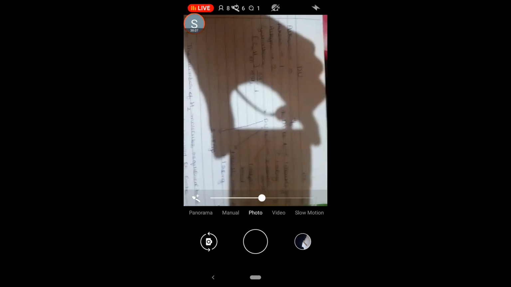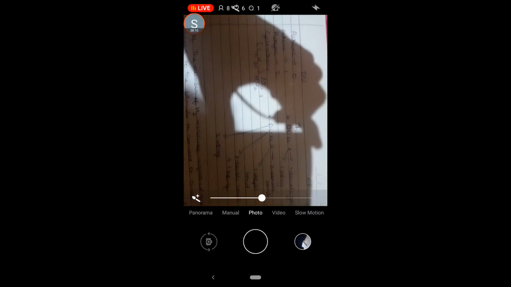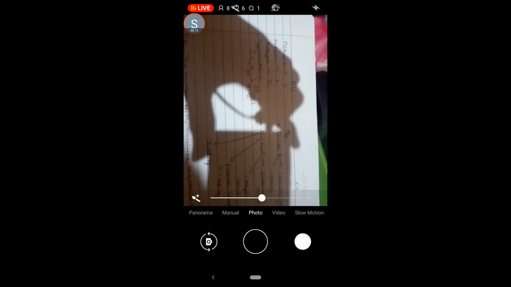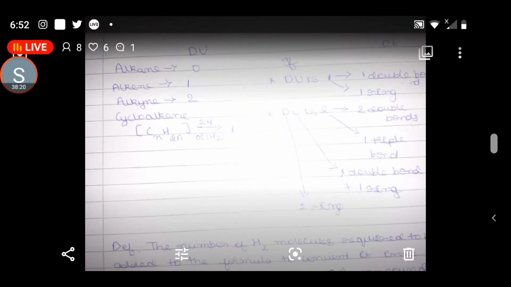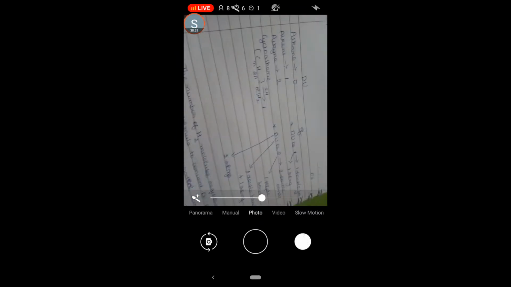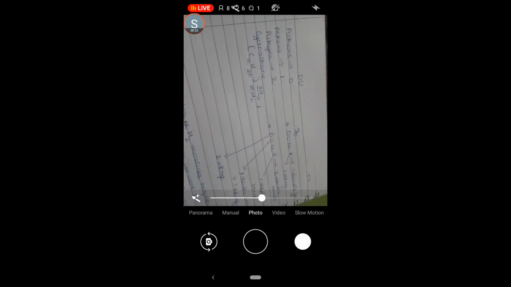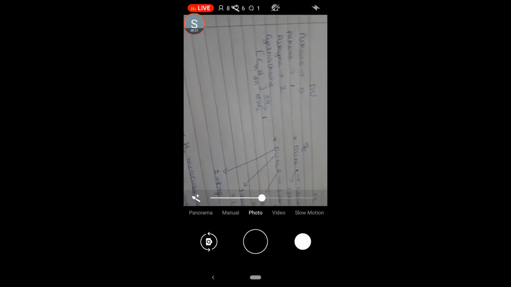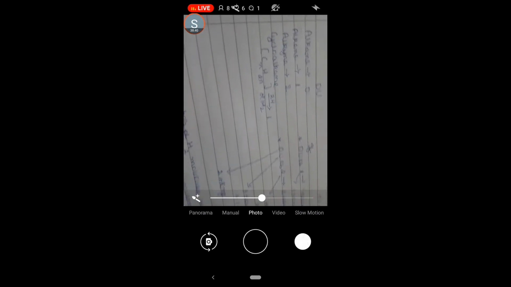I'll show you the picture. See, now it can be clearly seen, I think. The degree of unsaturation for alkane is 0, alkene 1, alkyne 2, and cycloalkane CnH2n. It is another type of general thing.